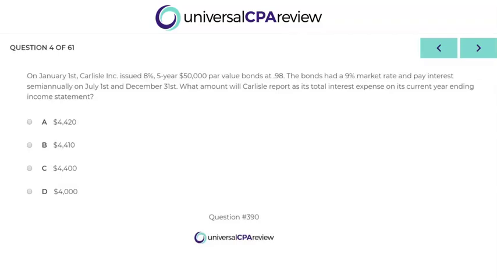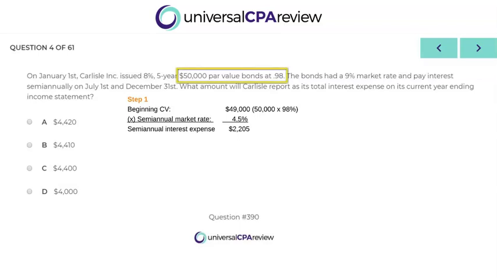All right, so the important thing to note here is that we can't just calculate this by skipping the effective interest method. You're going to have to apply the new carrying value after calculating the period 1 amortization. The first step here is going to be taking the initial carrying value, which we know right off the bat is going to be 50,000 times 0.98, 98%.